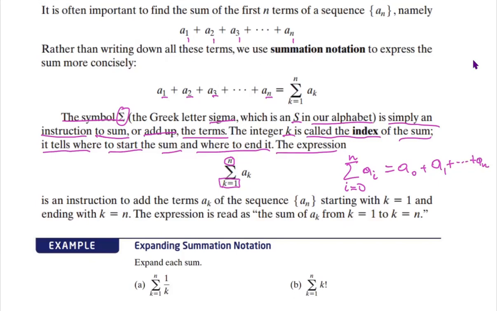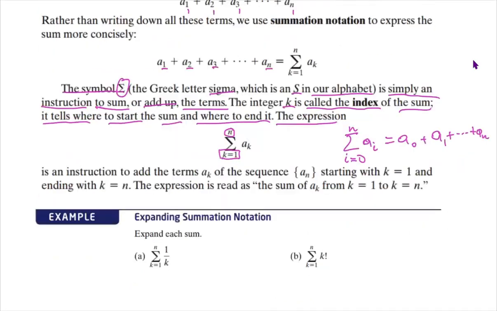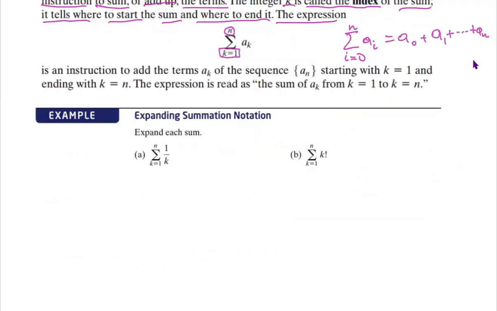So it depends on how they tell you to start and how you're going. Now let's look at these examples. We're going to expand those sums. So in A, it says expand the sum k equals 1 to n of 1 over k. Well, that's going to be 1 over 1, just 1, plus 1 over 2, plus 1 over 3. Well, we don't know where we're going to stop because we don't know n. So we just add and then 1 over n.